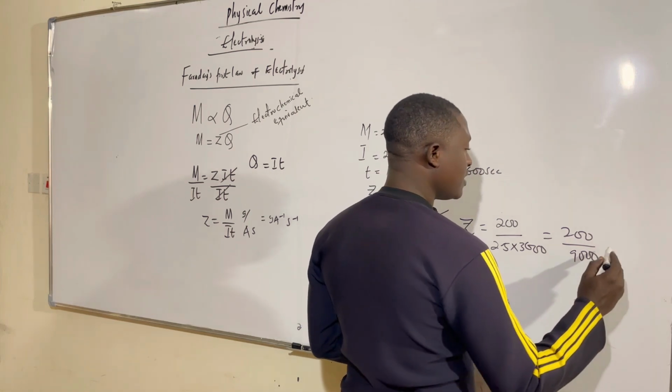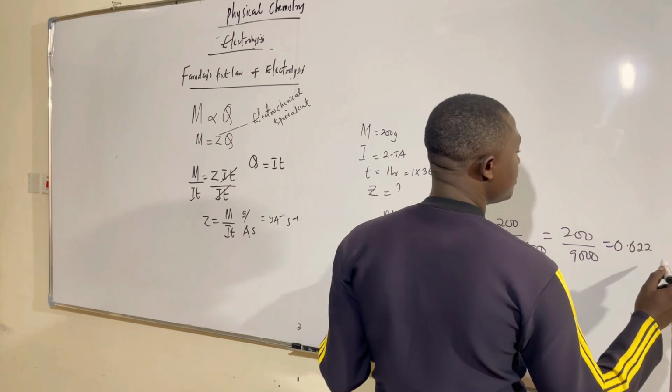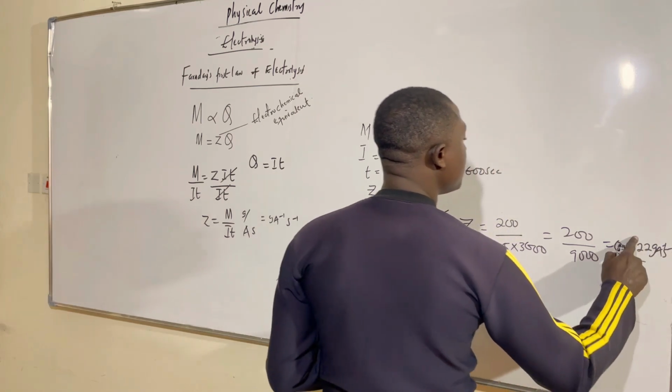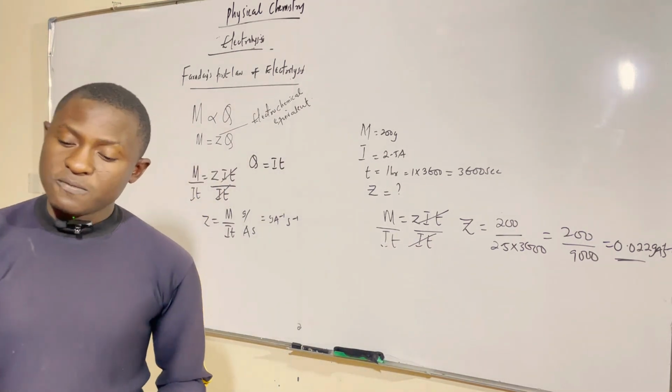So what I have here is 0.022. The unit is gram per ampere per second. So it depends on the one you have to calculate. You just make the one you have to calculate the subject of the formula.